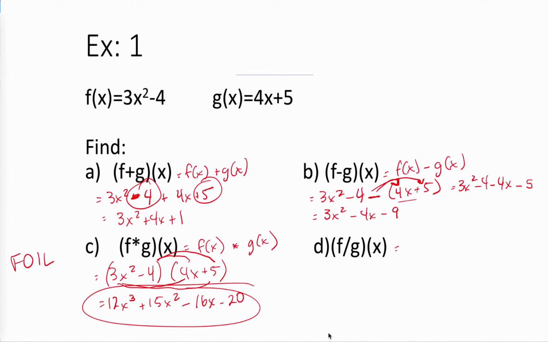And then f over g of x is f of x over g of x, which is 3x squared minus 4 over 4x plus 5. If there was anything to cancel out, we would cancel out like terms, but there's nothing to cancel, so this is just it.